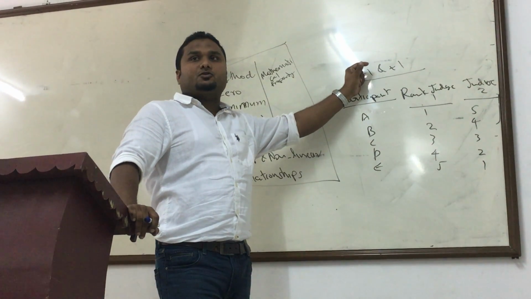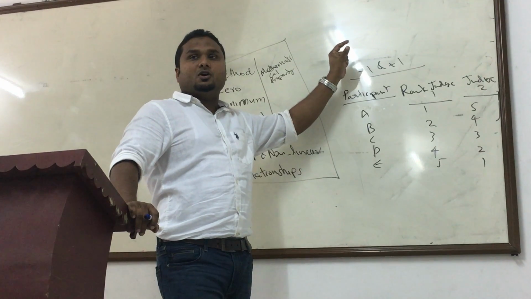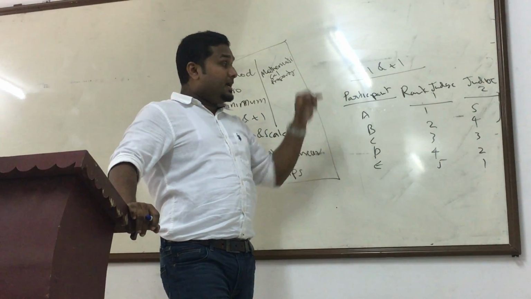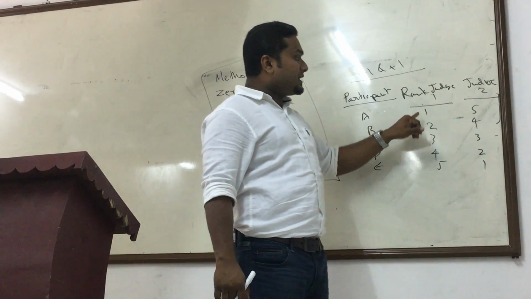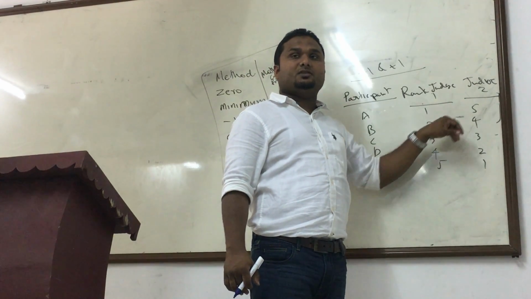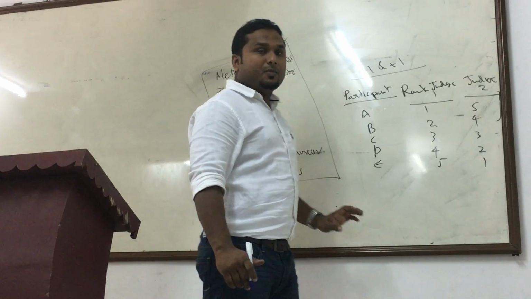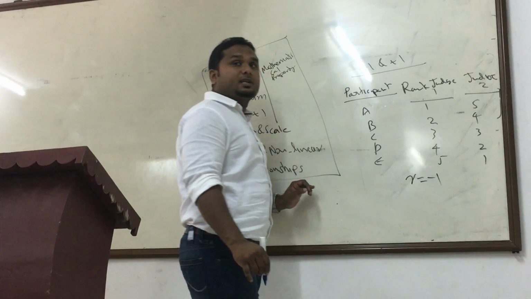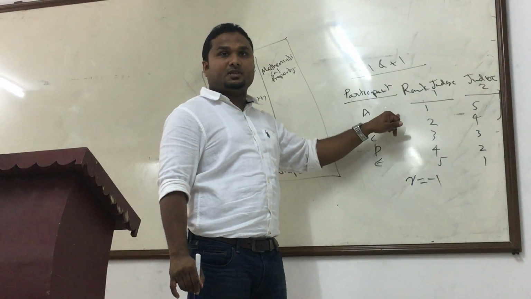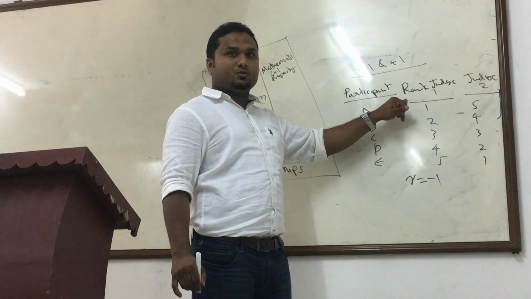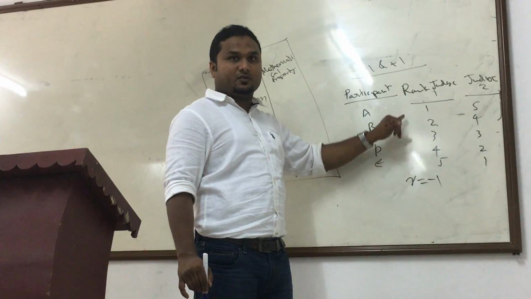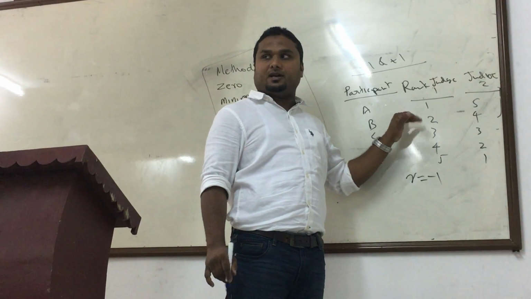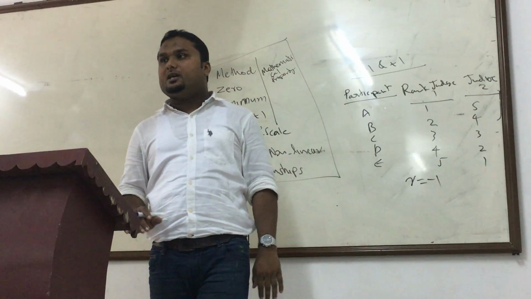You don't have to do this question. Actually, this question is 1 minus 6 sigma d square divided by n into n square minus 1. If the ranks given by 2 judges are in reverse order, then the rank correlation will be minus 1. This question appeared in CA CPT 3 times, last time in 2014 December. If the question comes in this format, you don't have to calculate. The answer will be minus 1.